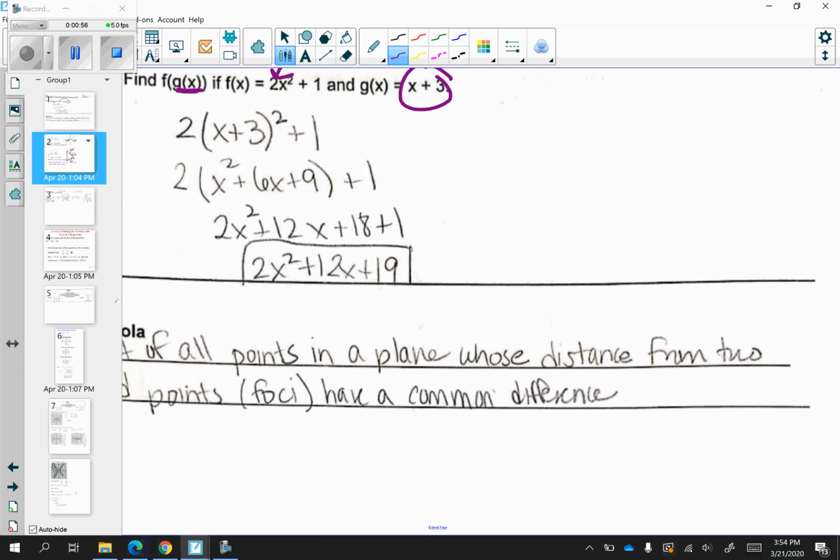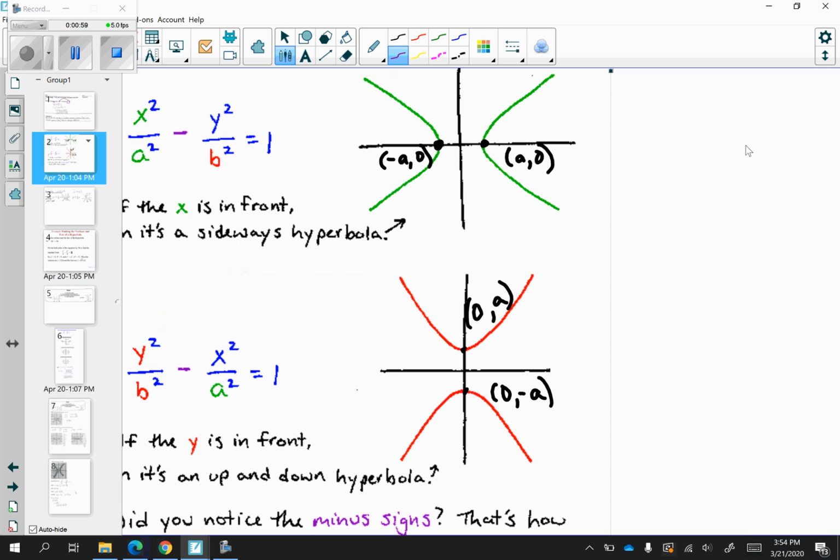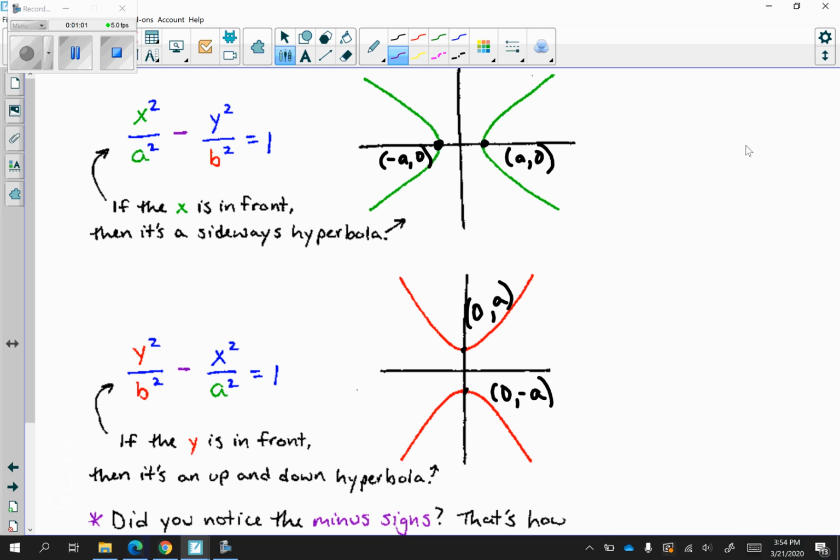So let's take a look at what a standard form of a hyperbola looks like. We have x squared over a squared minus y squared over b squared is equal to 1. Notice if the x is in the front, then it's a sideways hyperbola, which means that the vertices are on the x-axis because x is positive. So your vertices are negative a comma 0 and a comma 0.